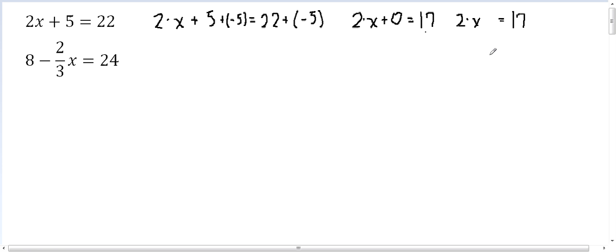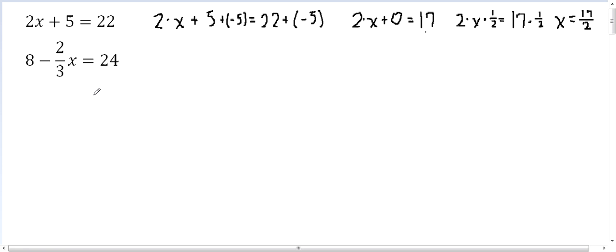The multiplicative inverse of 2 is 1/2. So let's multiply both sides of the equation by 1/2. Two and 1/2 will multiply together to give 1, and 1 times x is x. And 17 multiplied by 1/2 is 17/2. So we found that x is equal to 17 over 2 in the first equation.